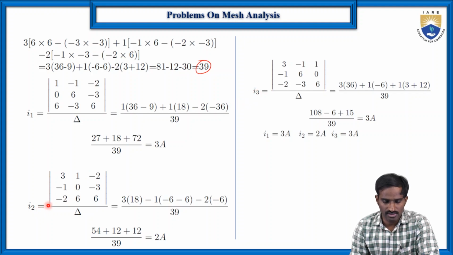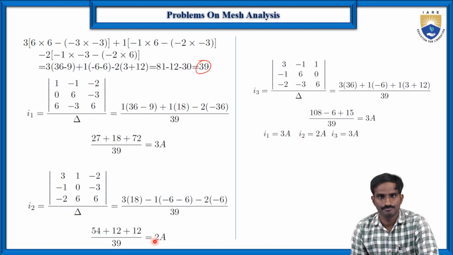So if you want to find I2, then the second column must be replaced with V1, V2, V3. Here V1, V2, V3 are 1, 0, 6, and the remaining elements are as they are. Then find the determinant of this particular matrix, and divide by delta, the determinant of the impedance matrix or Z matrix, which we have already calculated as 39. Then you will get I2 as 2 amperes.